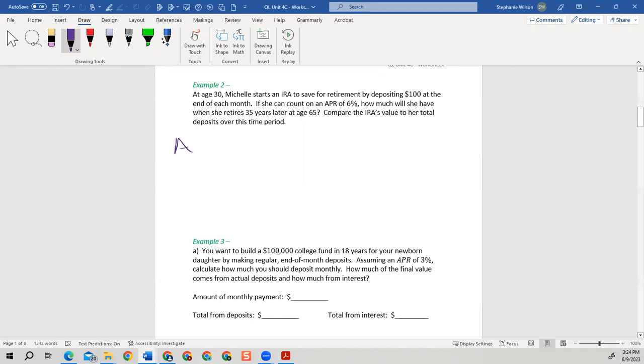Sorry. Let's get back to solving. So let's acknowledge what our principal is. Our principal is the 100 that we're going to deposit.